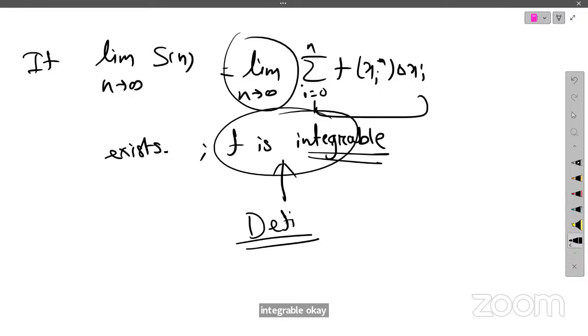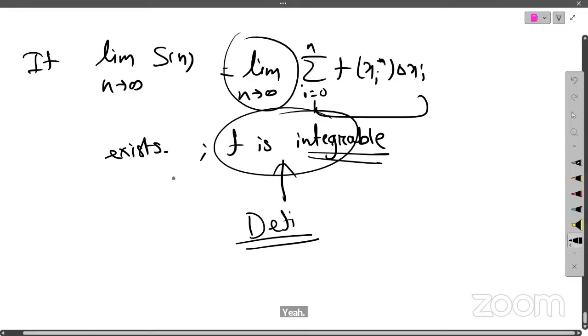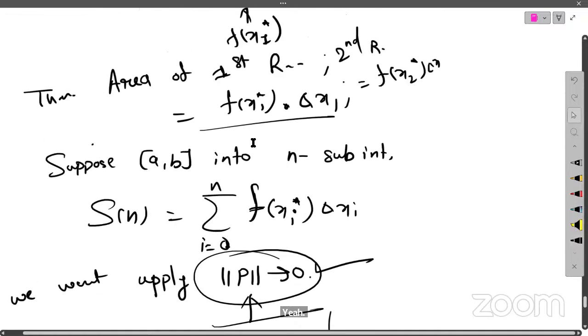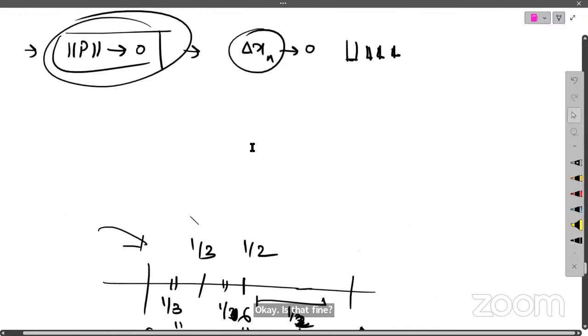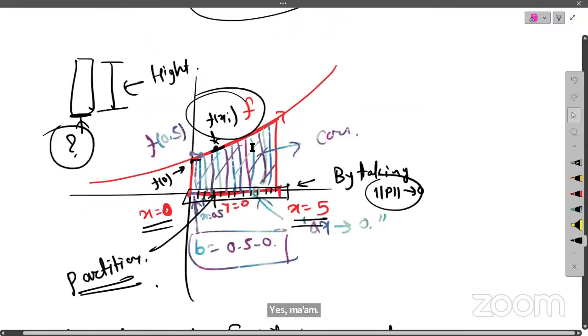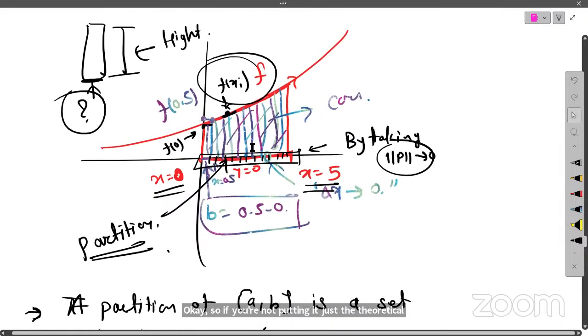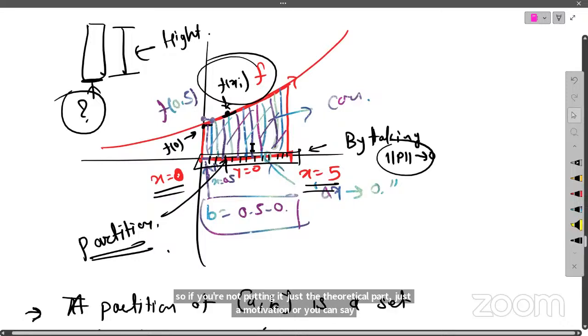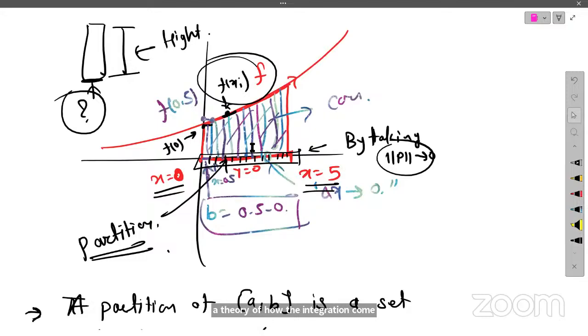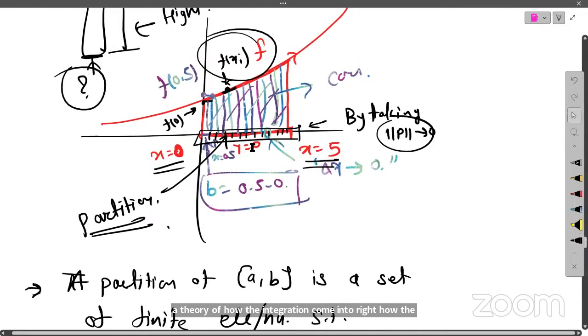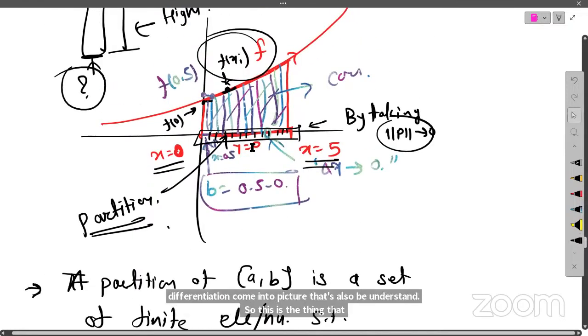Okay. Is that fine? Yes, ma'am. Okay. So if you have not got it, it's just the theoretical part, just a motivation, or you can say a theory of how integration comes into picture. How differentiation comes into picture, that we also understand. So this is the starting point of integration in maths.